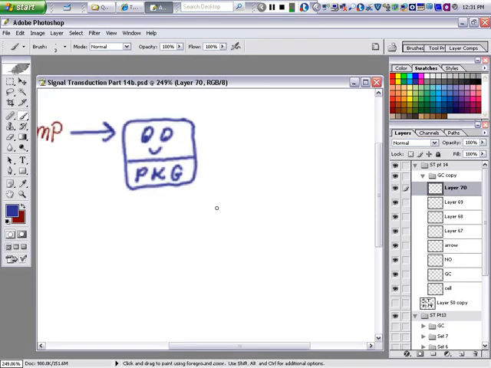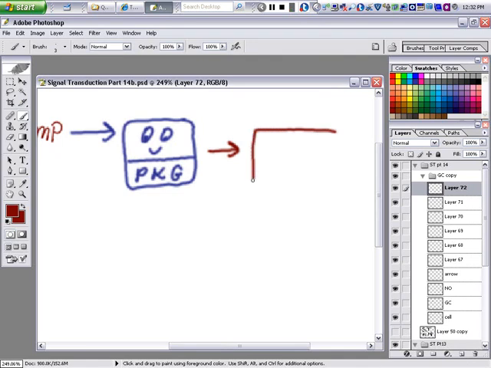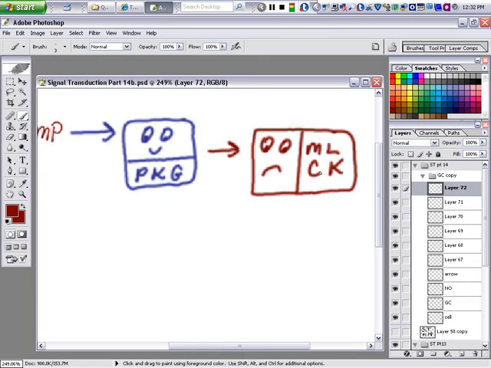Now, protein kinase G is going to go on to phosphorylate another protein. This is where things differ. It's going to phosphorylate a protein here, and this protein is called myosin light chain kinase. Have we seen myosin light chain kinase before? We have. But in other smooth muscles, when you phosphorylate myosin light chain kinase, it activates myosin light chain kinase.